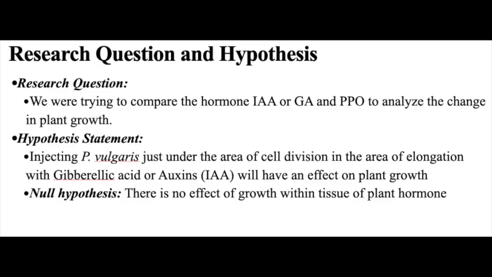This led us to try and compare the hormone auxin and gibberellins to analyze the change in plant growth. Excuse that, that was a typo. We are planning on injecting the specimen under the area of cell division in the area of elongation, where those apical meristems are producing those somewhat stem cells being ready to be differentiated into specialized functions.